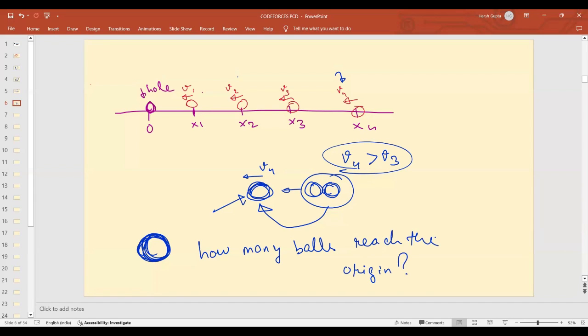Is the question clear? Anyone having doubt in the question? No. So how can we do this?